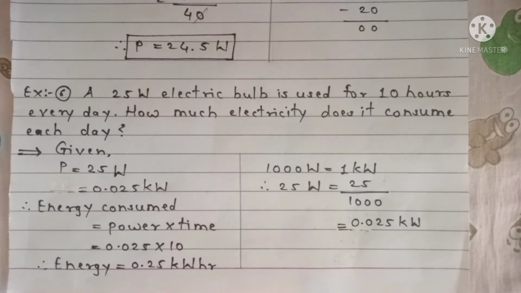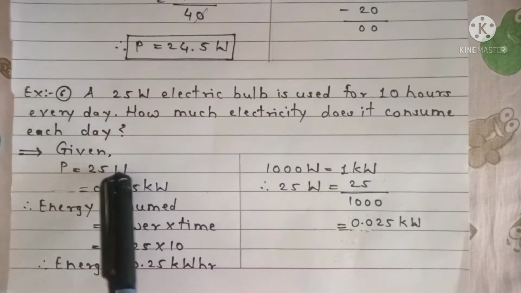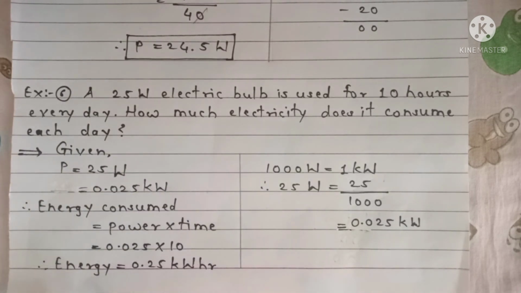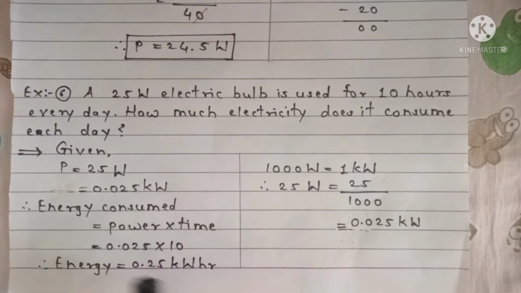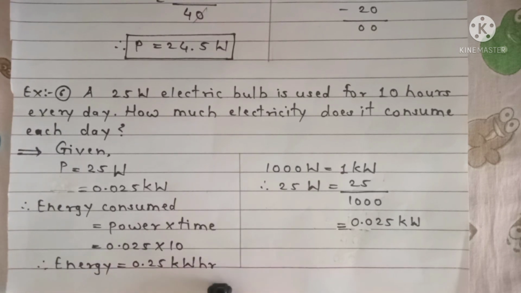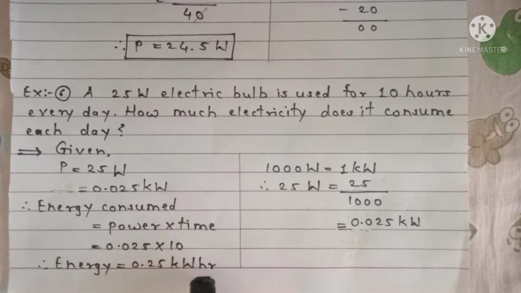Now therefore energy consumed, that is equal to power into time. So that is equal to 0.025 into 10, because here time is given in hours and power we have calculated in kilowatt. Okay, that watt conversion we have did here kilowatt. So obviously energy is equal to 0.25 kilowatt hour, means after multiplication we are getting this energy, that is 0.25 kilowatt hour. So therefore this much electricity, means 0.25 kilowatt hour electricity consumed each day.